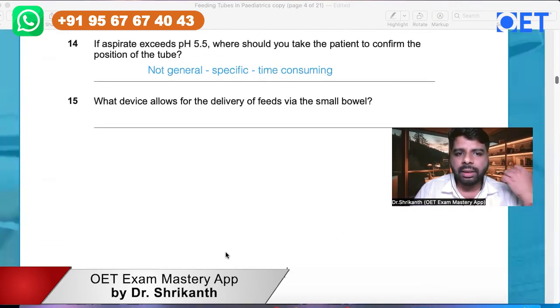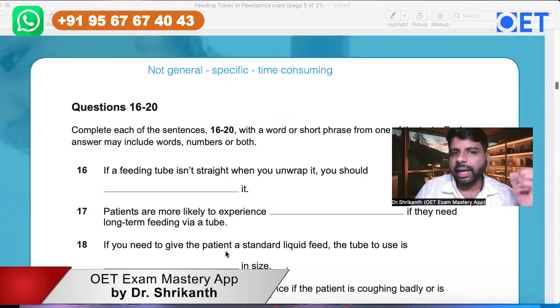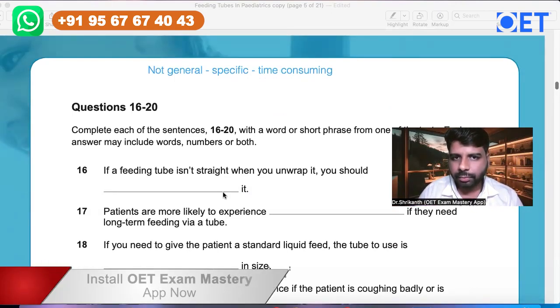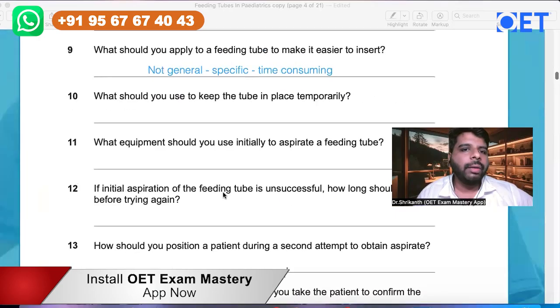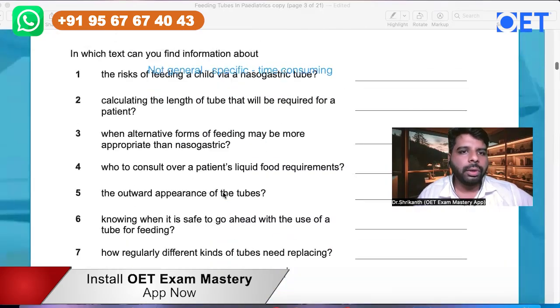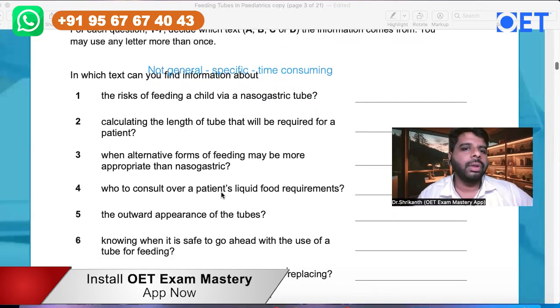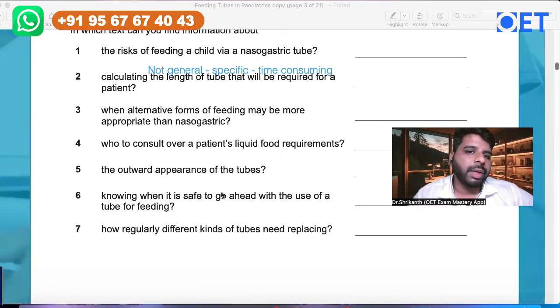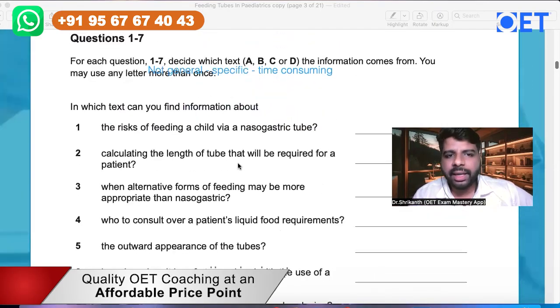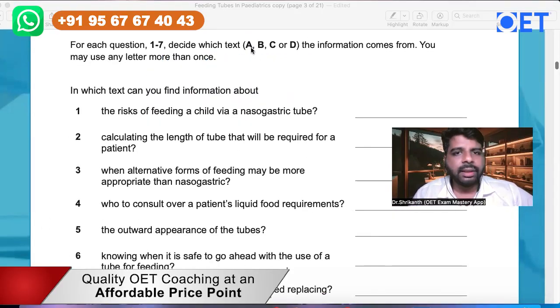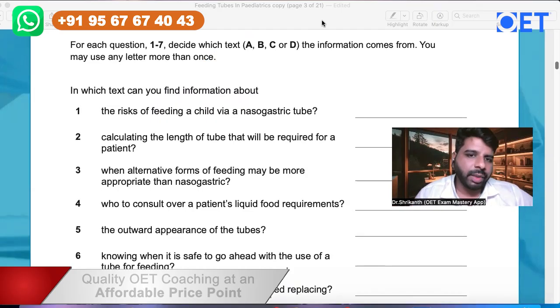They are not general questions, they are specific questions, and therefore they are time consuming. Okay, so you have two options. Should you do the questions that are time consuming, or should you do the questions that are not time consuming? My advice is you should always do the match the following questions first. Because why? These questions are not time consuming.